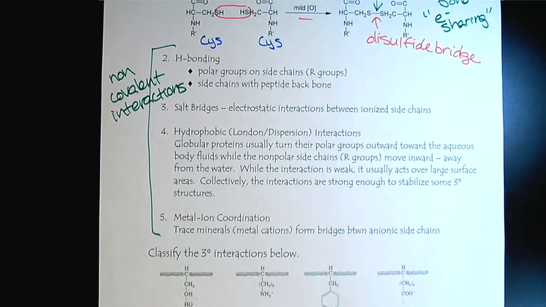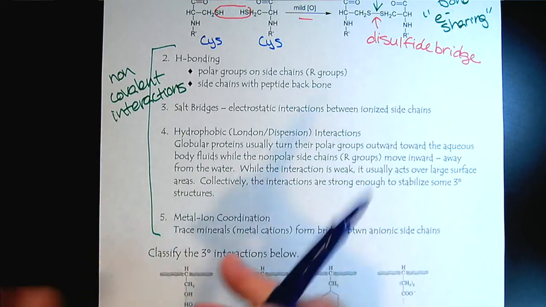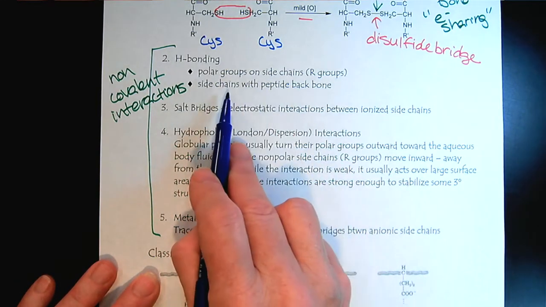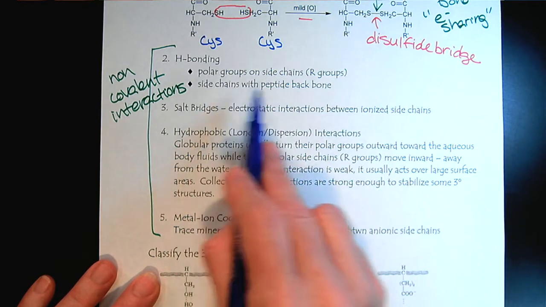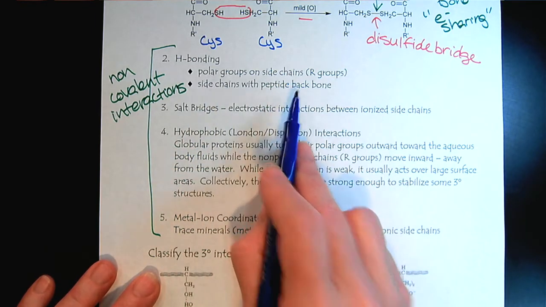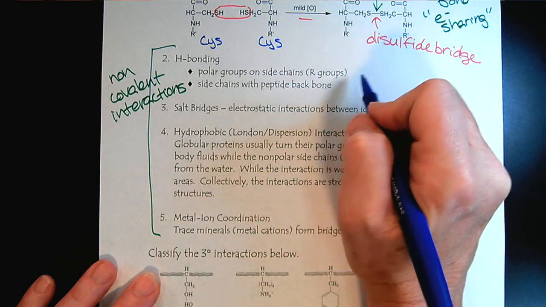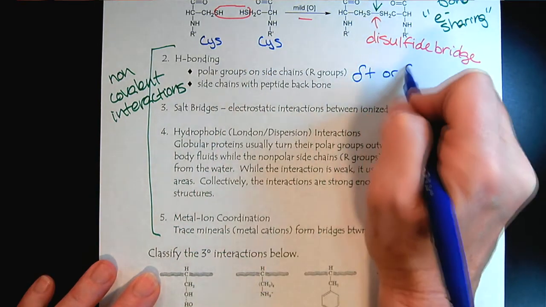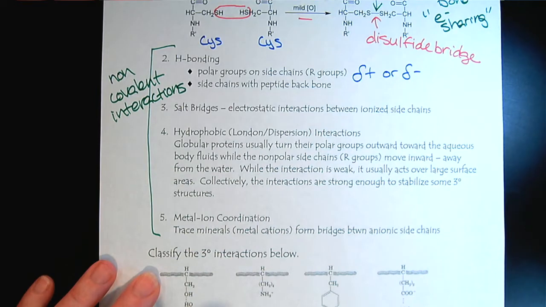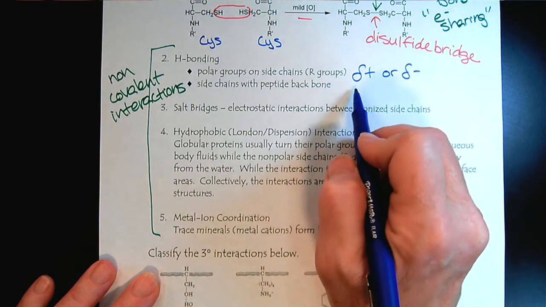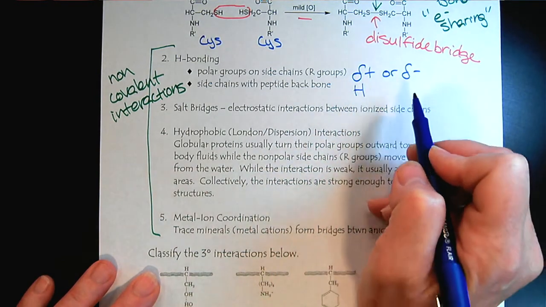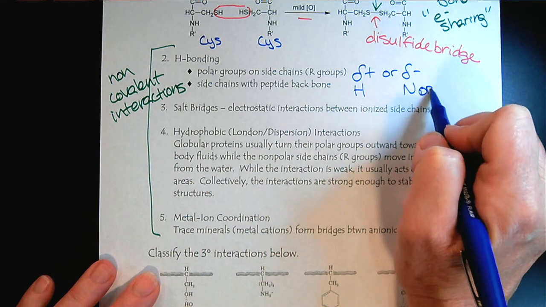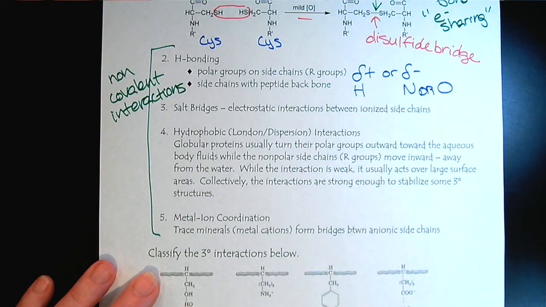So, for H bonding, we could have the polar groups on the side chains interact with other R groups or with the backbone itself, right? So this is all about electrostatic interactions of partial plus and minuses. And the partial plus we always think of as hydrogen, and the partial minus will be nitrogen or oxygen.